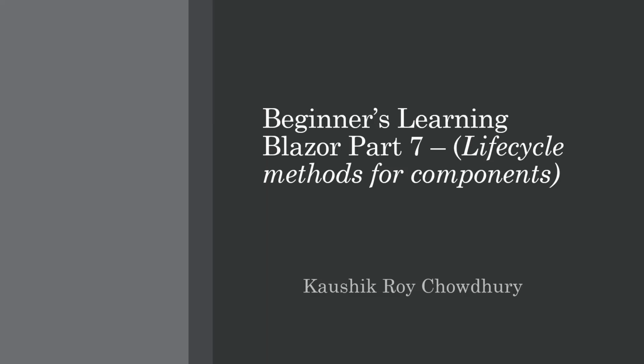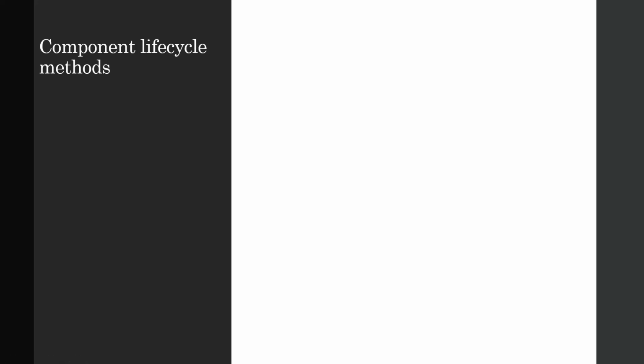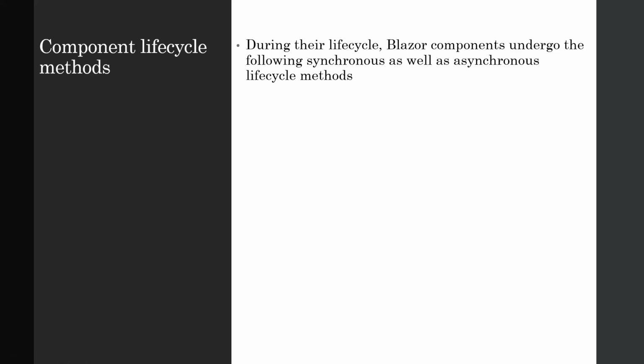So today, continuing with our beginners learning Blazor, this is part 7. It will be talking about lifecycle methods for components. What are the various lifecycle methods for Razor components? The first method is OnInitialized or OnInitializedAsync. This method is invoked when the component is ready to start, having received its initial parameters from its parent in the render tree. For an asynchronous operation, this method is overridden when we want the component to refresh on completion of the operation.